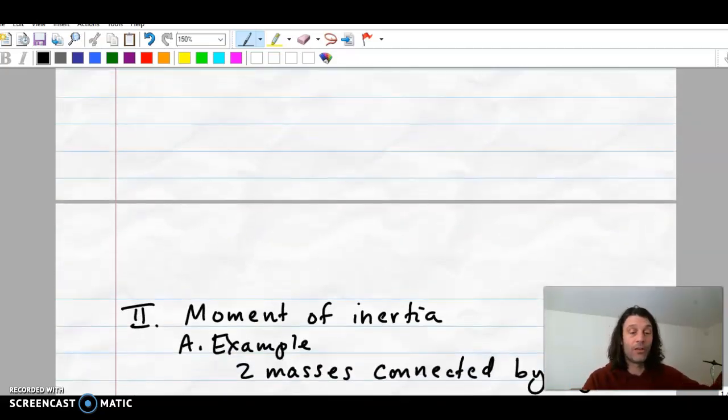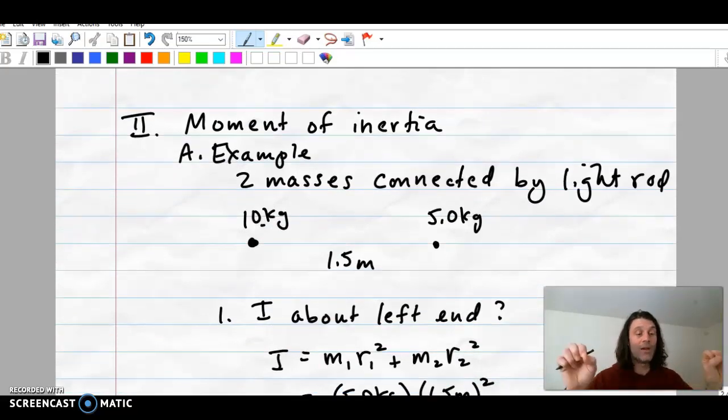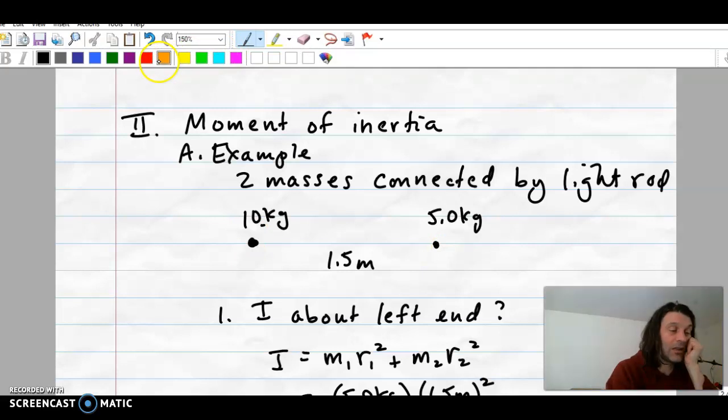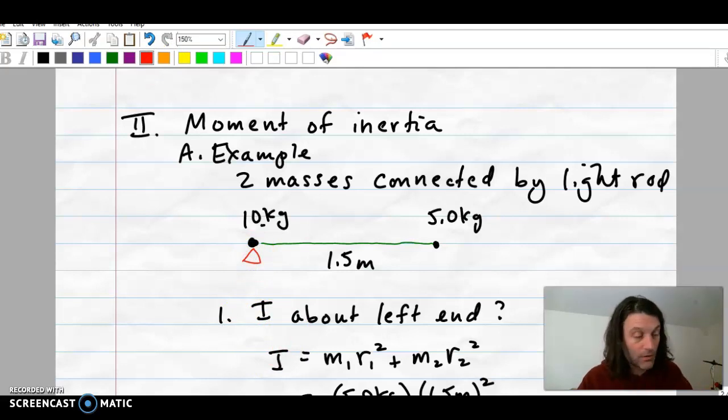So what I'm going to do is just give you an example of calculating a moment of inertia. Let's pretend we have two masses, one 10 kg, one 5 kg. Let's say those two items are connected by a thin rod, and when it says a thin rod, it means you can neglect the mass of the rod. Don't worry about it. It's 1.5 meters long. What is the I about the left axis? So what if I make that the pivot point? The triangle means that's where we're going to rotate around.